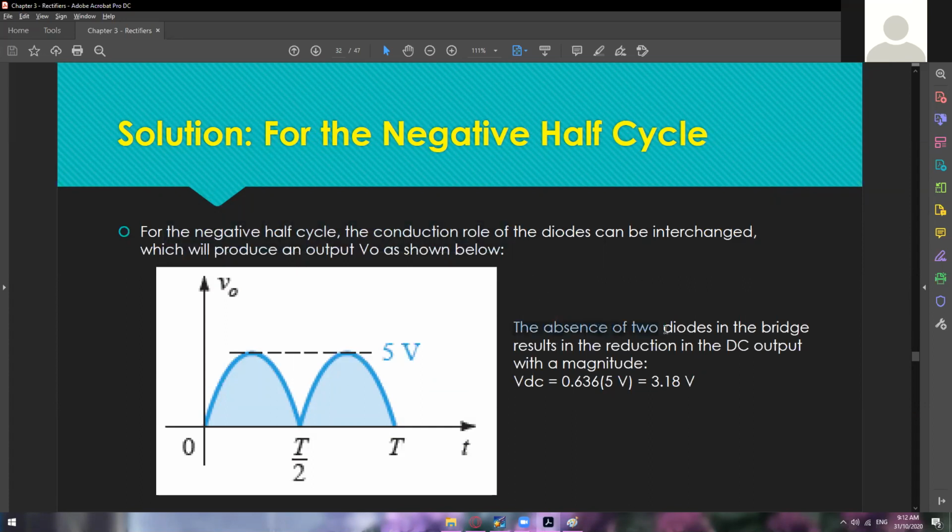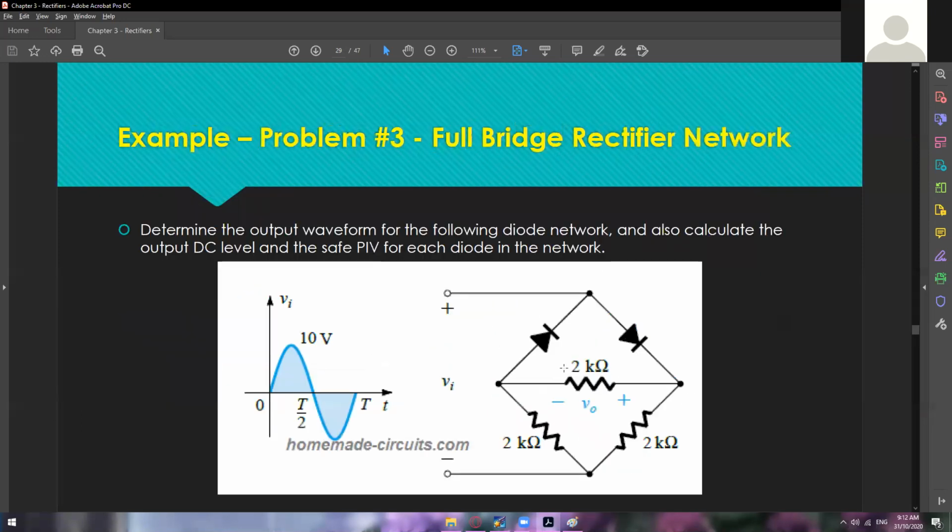The absence of 2 diodes in the bridge results in a reduction in the DC output, with a magnitude of VDC equal to 0.636 times 5 volts. So of course, you will get 3.18 if you solve this one. As you can see, this is a full bridge rectifier or full wave rectifier, since it accepts a positive half cycle and then a negative half cycle. But with the loss of 2 diodes, it is the same as dividing our input voltage by 2.